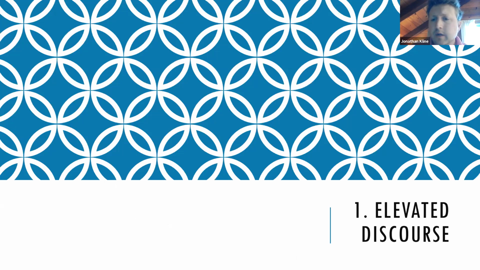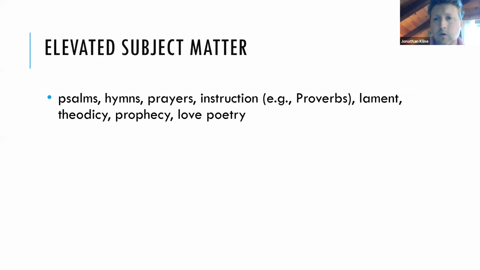So now I'd like to proceed to look through and discuss each of these six hallmarks of Hebrew poetry in a little more detail. So first, I'd like to discuss elevated discourse. Hebrew poetry, like the poetry of many cultures, has elevated subject matter. So what's some of the subject matter we come across in the Old Testament? There are psalms, hymns, prayers, instructions, such as we find in Proverbs, lament, theodicy, prophecy, and love poetry. So these are important topics. They're not just mundane, quotidian, everyday life topics.